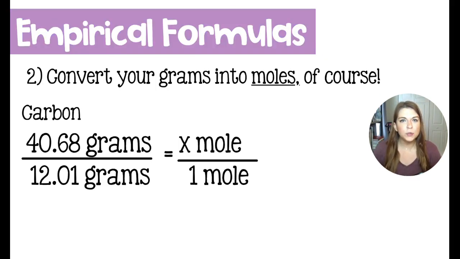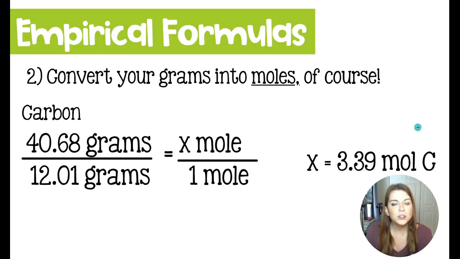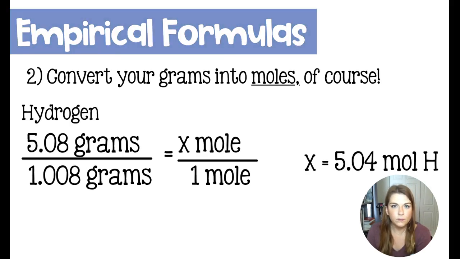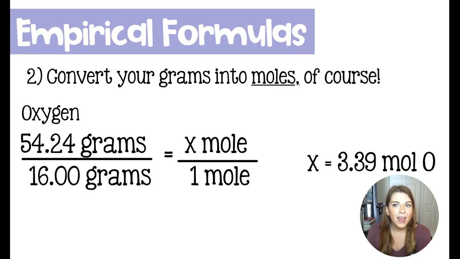The next thing we're going to do is convert those grams into moles using a ratio, and this is for carbon specifically. So we're just going to pull that 12.01 directly from the periodic table, and the 40.68, of course, comes from the question, and we want to find out how many moles this is. So in this case, we have 3.39 moles of carbon. We would have 5.04 moles of hydrogen and 3.39 moles of oxygen.